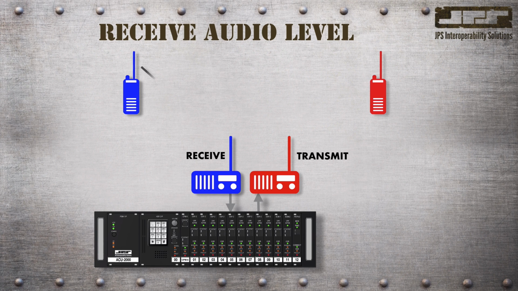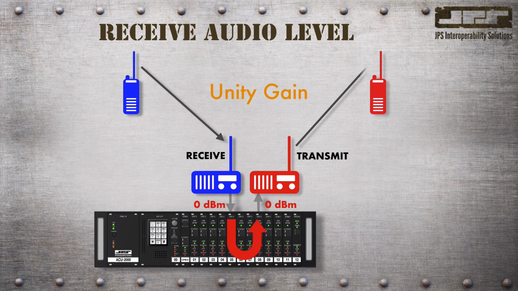Repeat the adjustment of the receive audio level for each of the radio interfaces, and when performed in conjunction with the transmit audio level adjustments, which we'll discuss in the next episode, you will have achieved unity gain or a gain of 1, meaning what enters the ACU Gateway will be the same virtual level leaving the ACU Gateway. This ensures disparate radio and telephony assets are not over or under modulated.